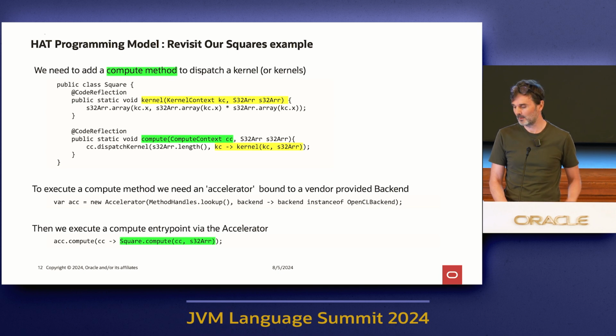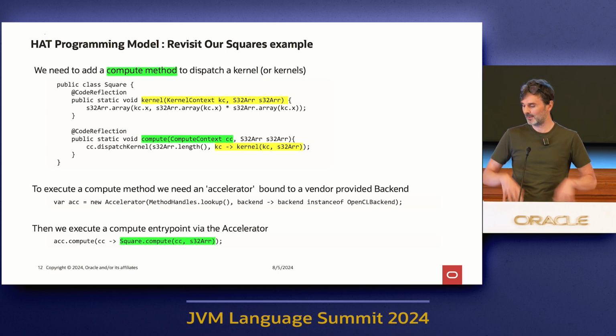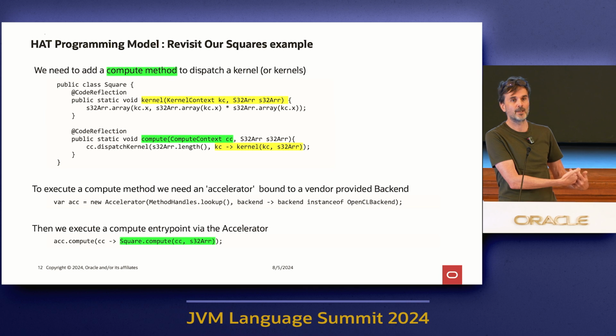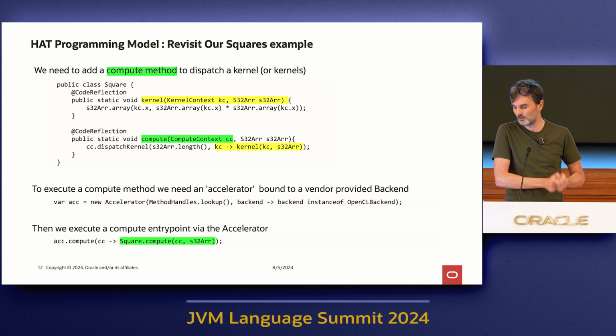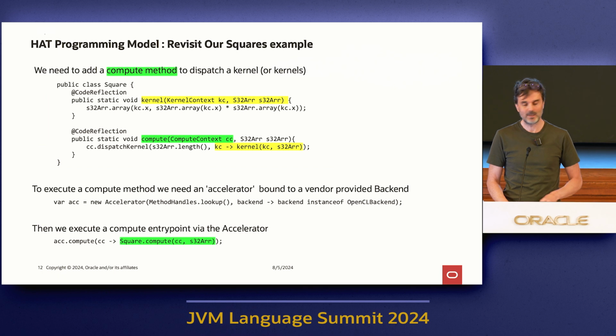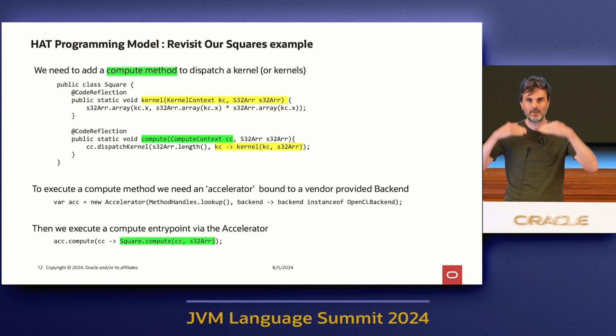And to execute that compute method, we need an accelerator. So we create an accelerator. The accelerator can choose the kind of hardware it wants. And once we have an accelerator, we can call a compute method, and call the square compute method, with a lambda expression as well, like so. So that's how we connect it up.